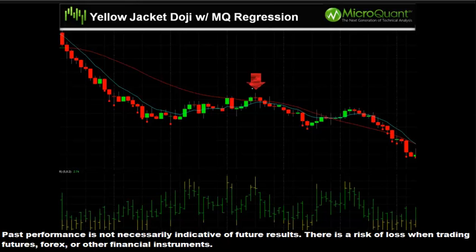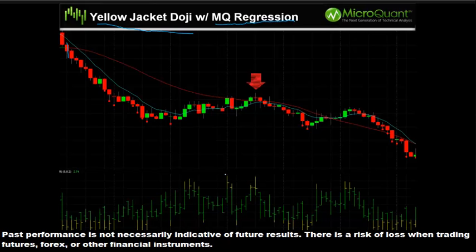So let's take a look at another example of confluence in trading. Here's another value candlestick reversal pattern. We have a yellow jacket doji paired with the MQ regression for a trend. The MQ regression is this red line coming down. You can see right back here where it turned from green to red. Green means uptrend, red means downtrend. This is saying it's in a downtrend, and we've paired it with a value candlestick reversal pattern to find entry. So we not only want a value candlestick reversal pattern, we want it in the direction of the trend.